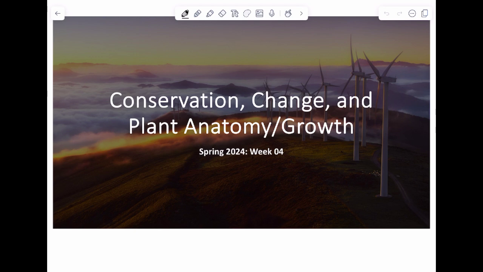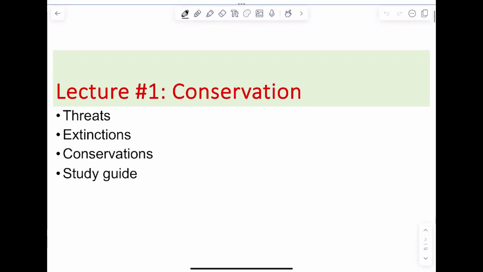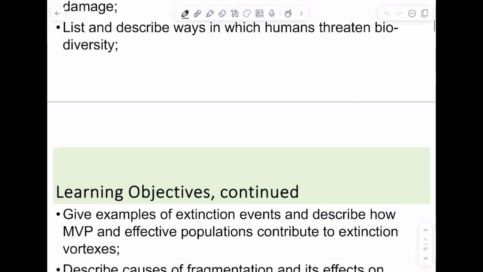So Thursday we're going to deal with plant anatomy and growth. Today we're just dealing with conservation and change. Easy enough. It's depressing. This is a very, very particularly depressing one. So we're going to talk about threats, we're going to talk extinctions, then what can we do about it? Although I already told you about the study guide, so moving on.